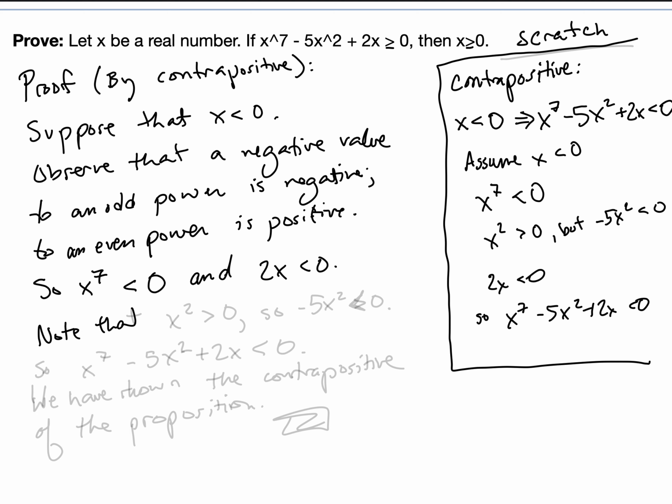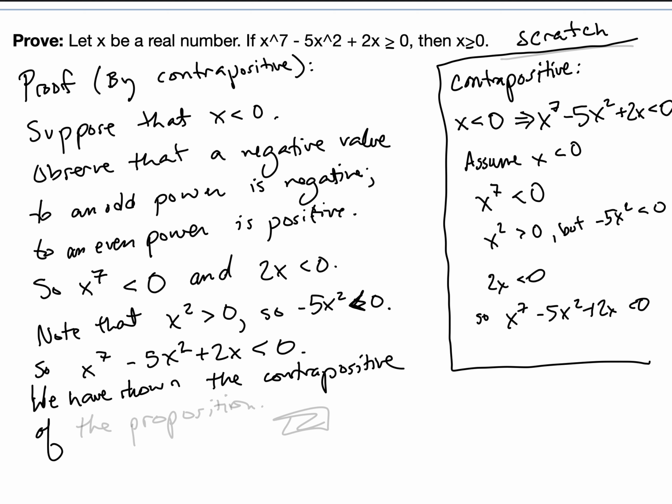Note that x squared is greater than 0, so negative 5x squared will be less than 0. And so what have we got? So x to the 7th minus 5x squared plus 2x is all together going to be less than 0. And we have shown the contrapositive of the proposition. So we are done, and that's it.